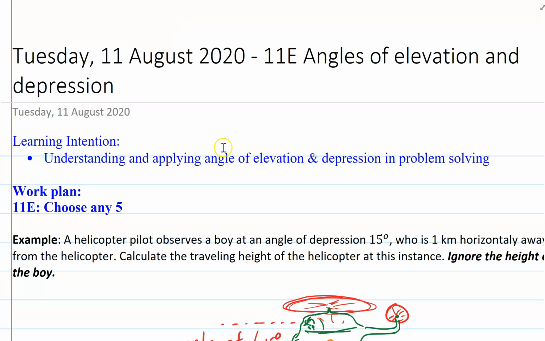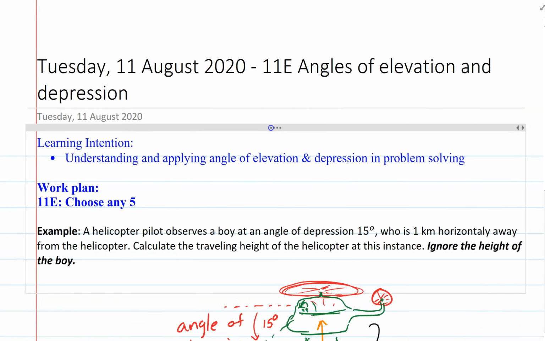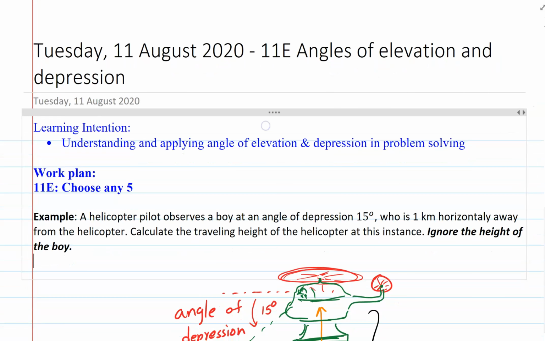Hi all, I'm going to go through angle of elevation and depression today, just looking at an example. Let's read the example first. Well, of course, I can show my nice drawings here or my artwork.